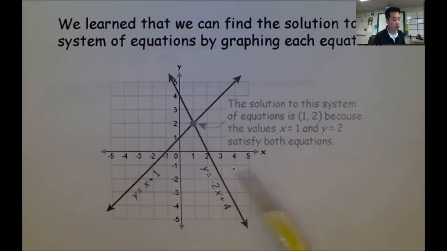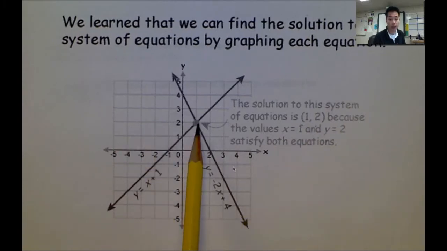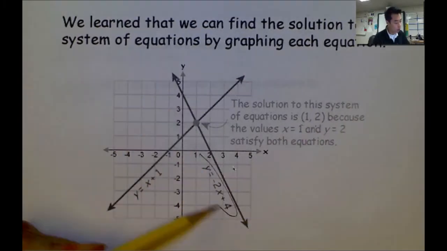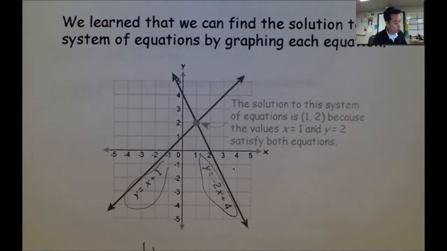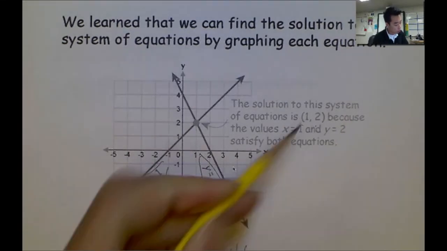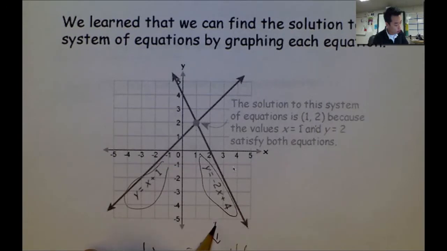So you guys can quickly tell that (1, 2) is right here. It makes both of these equations true. You can quickly test this like so. If I put in 1, I should get an output of 2. Negative 2 times 1 is negative 2, plus 4, that equals 2. Same thing for this one.